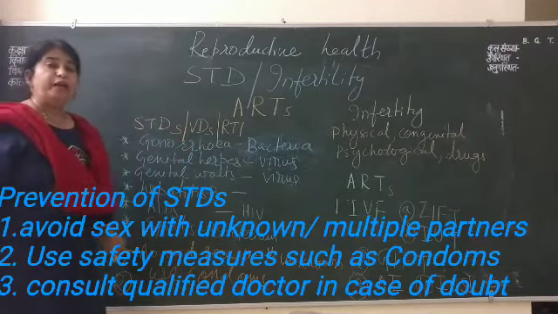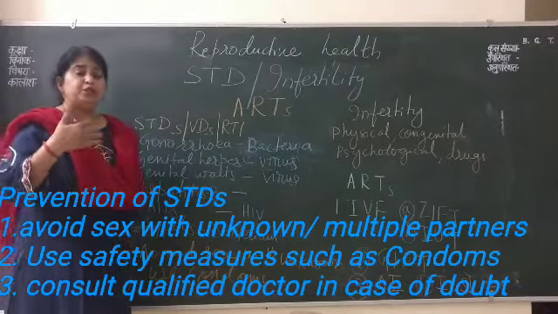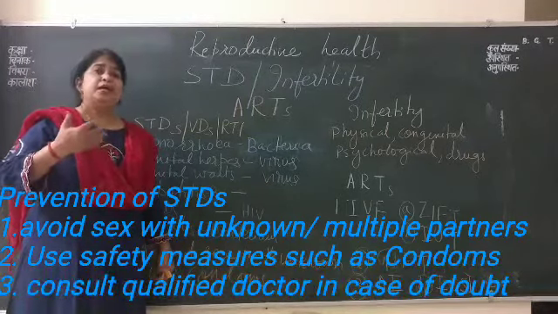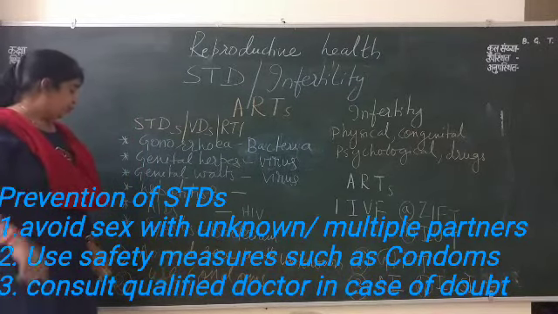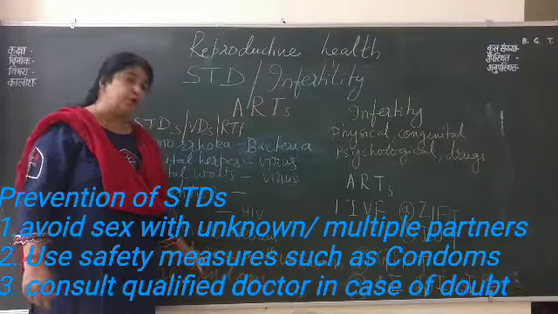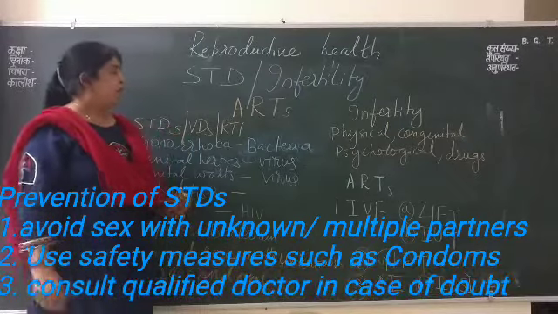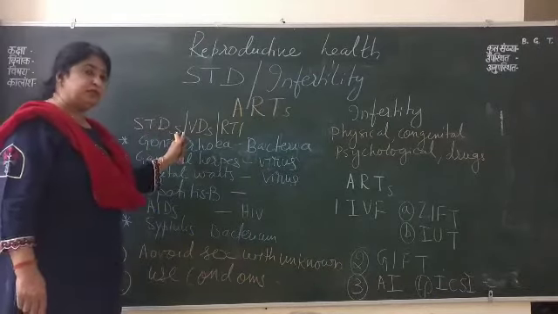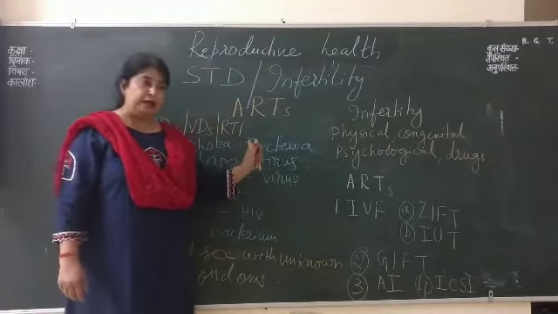We should avoid sex with unknown partners, or we should not be involved in multiple sexual intercourse. Then we should use protection during the intercourse, such as condoms and other protective devices. So this was about sexually transmitted diseases or venereal diseases or RTI.